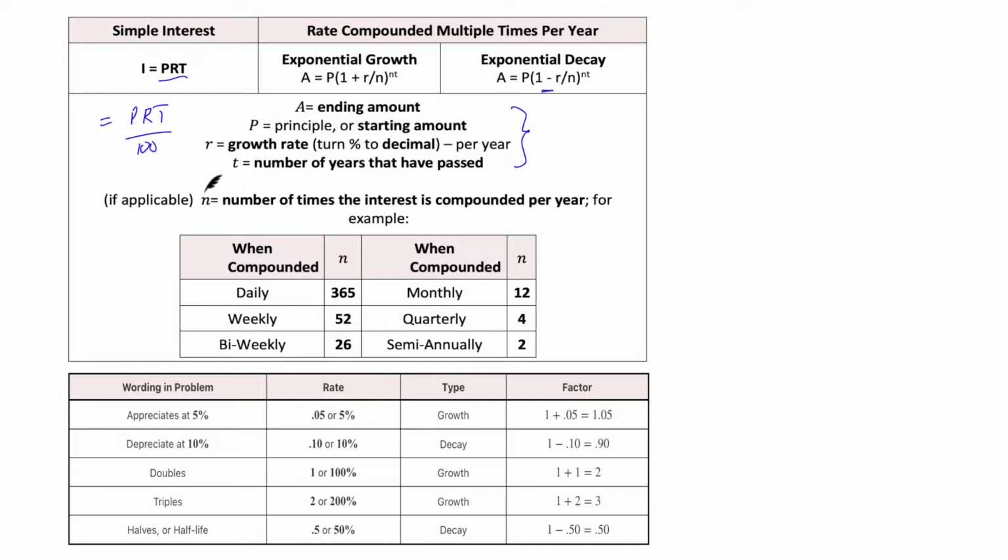I want to talk about N. That is the number of times the interest is compounded per year. And these are the values that N can take. If the interest is compounded daily, then N will be 365 because 365 is the number of days that are there in a year. If it is compounded weekly, then N will be 52 because we have got 52 weeks in a year. If it is compounded bi-weekly, then N will be 26 and so on. These are the values that N can take. If it is compounded annually, then N equals 1. I think this is pretty obvious.